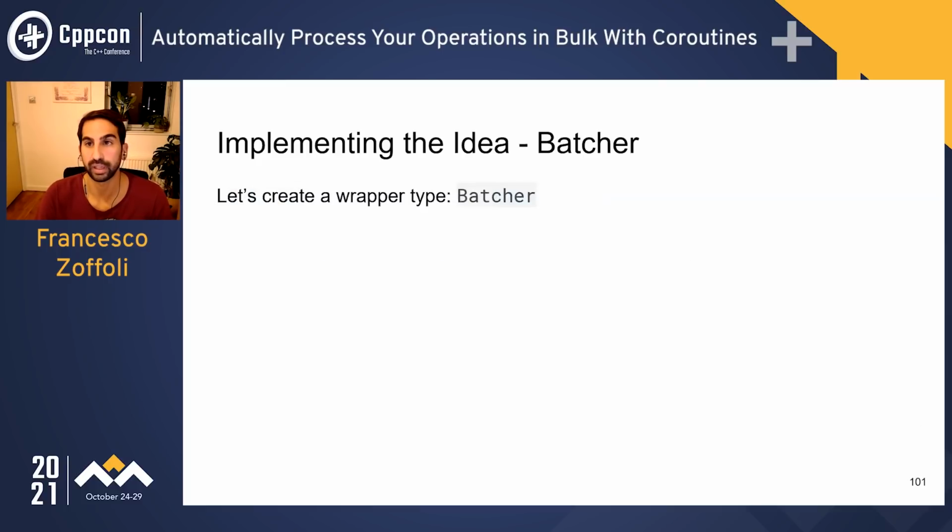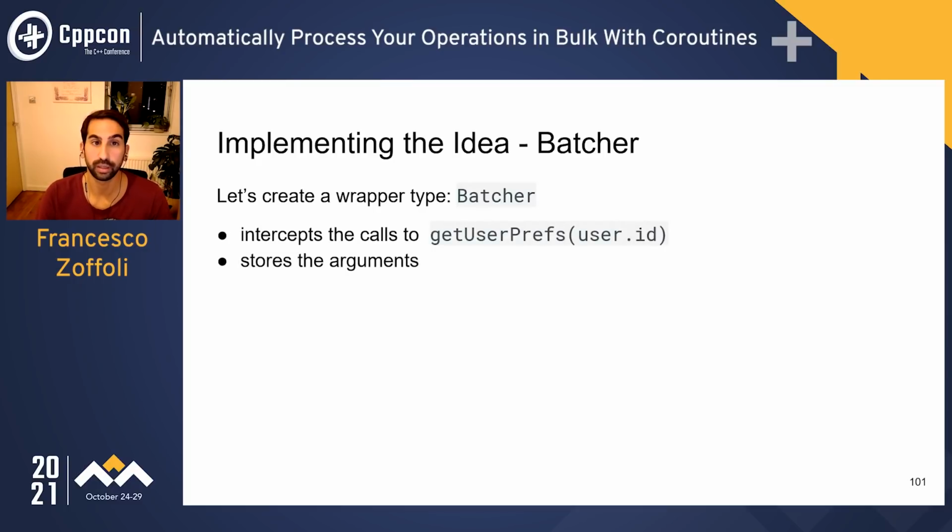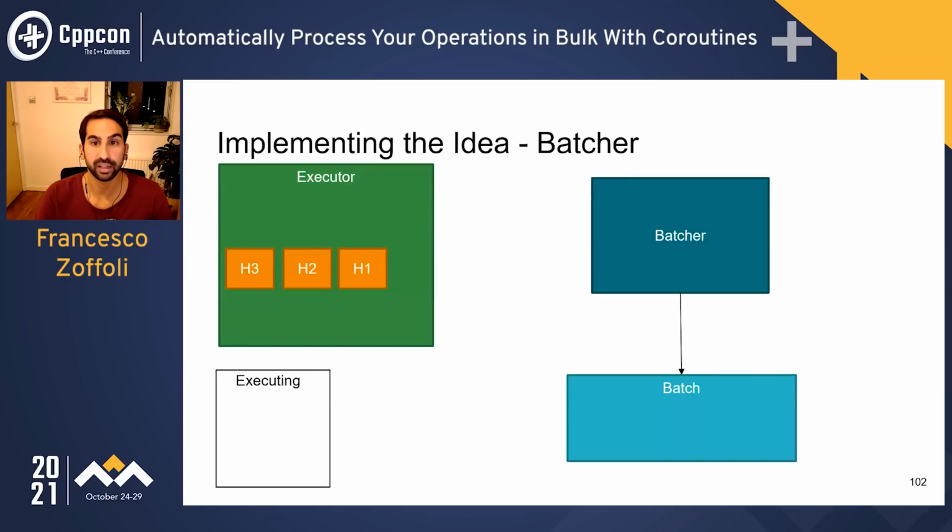So let's create a wrapper type, the batcher. The batcher is going to intercept the calls to get user preferences. It's going to store the argument, execute the function, and then resume the coroutines that have been suspended. I'll show you an example with some animations. Here we have an executor which starts with 3 coroutines which already have been submitted to it. H1, H2, and H3 mean handle of coroutine 1, handle of coroutine 2, and handle of coroutine 3. The batcher also starts with a batch, which is somewhere to store the information for the batching.